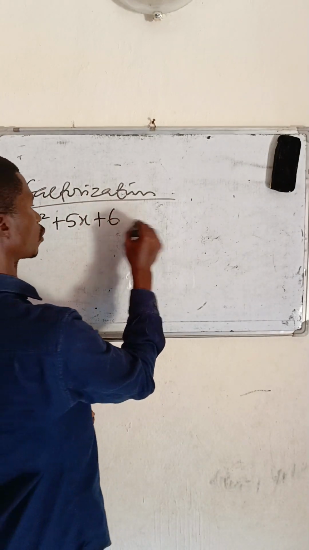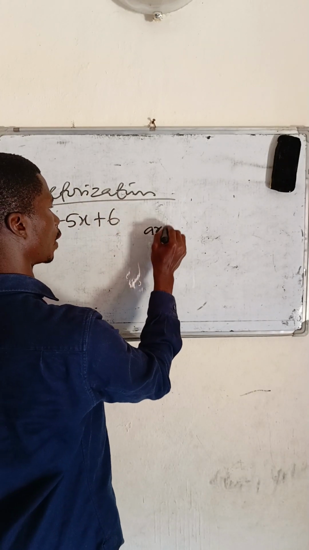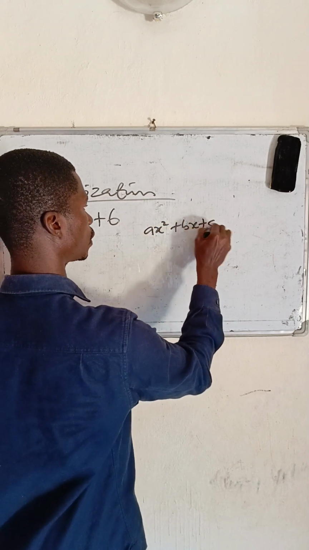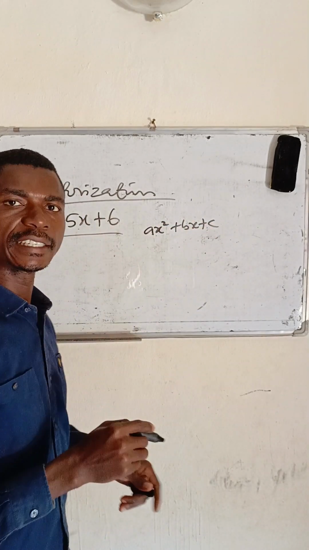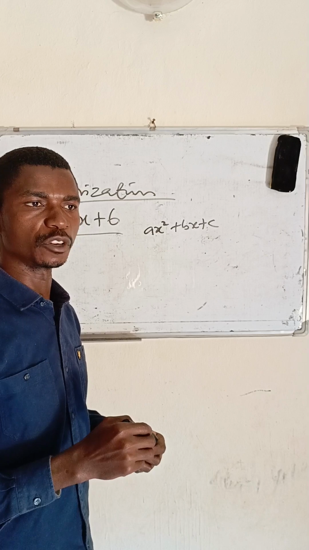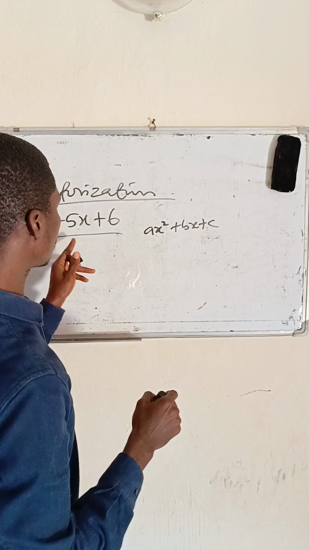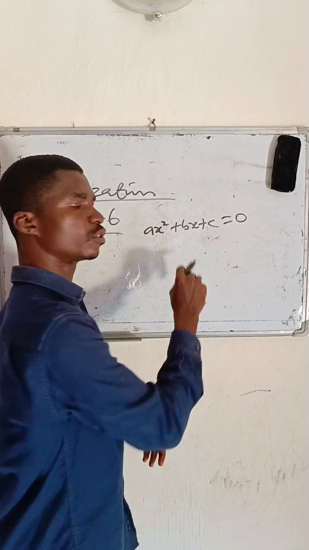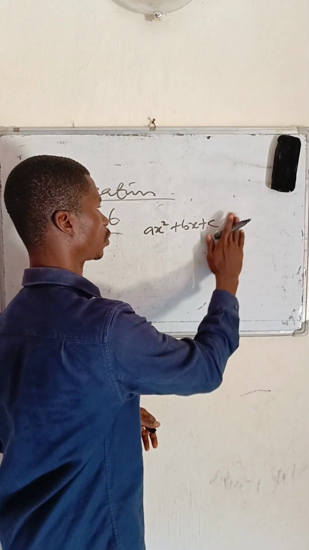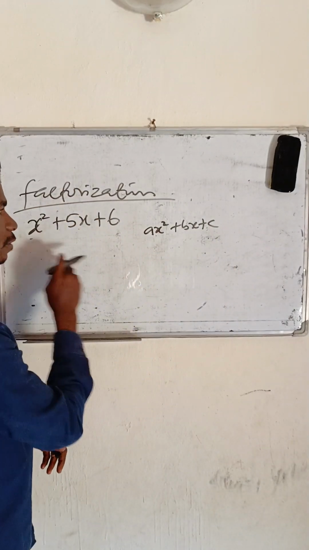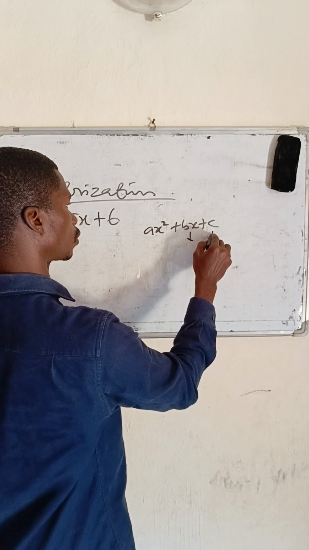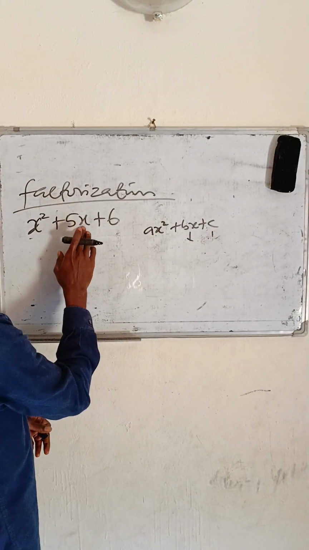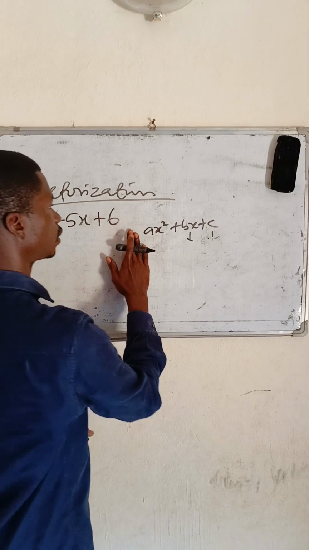This now can be expressed as ax squared plus bx plus c. This is called a quadratic trinomial. If you don't call it quadratic trinomial, you call it quadratic expression. This is not a quadratic equation. It has no equal to 0. So if there is no equal to 0, don't call it quadratic equation. It's called quadratic trinomial. So you look for the sum of this and the product of this. That's what I'm doing now. What you're going to add will give you 5, and if you multiply it, it will give you 6.